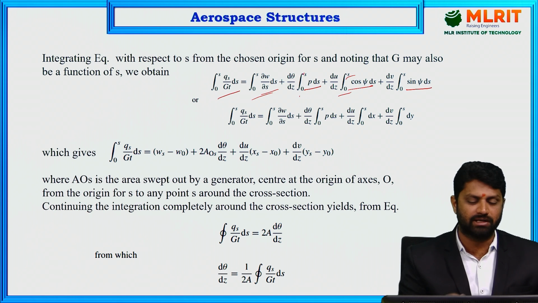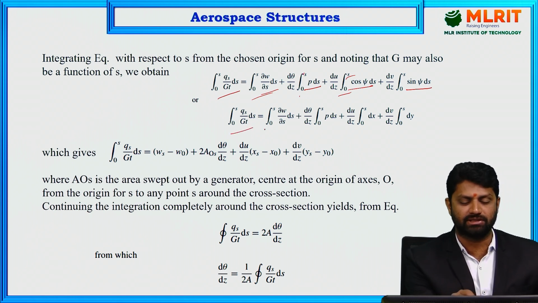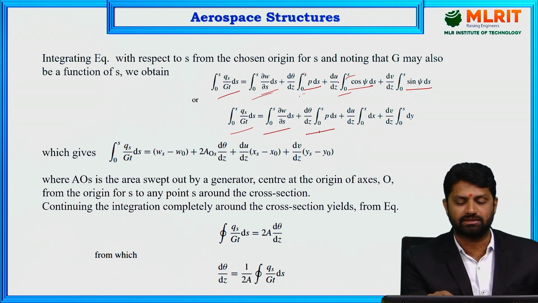If you write this in the other form, you can write integral 0 to S of Qs by Gt ds, and similarly integral 0 to S of ∂W/∂S ds, and dθ/dz times integral 0 to S of p ds. Here we are writing the similar one, du/dz times integral 0 to S of the component cos ψ ds, which we write as dx, and sin ψ ds, the vertical component, which we write as dy.